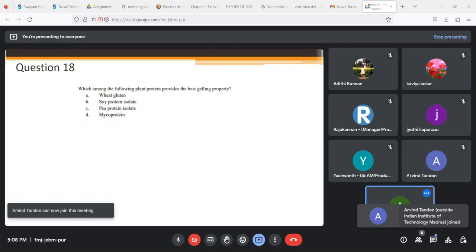So any clue why we are dealing with proteins for gelling properties? Why are proteins preferred for gelling properties? Why not any other carbohydrates or any other kind of macromolecule?